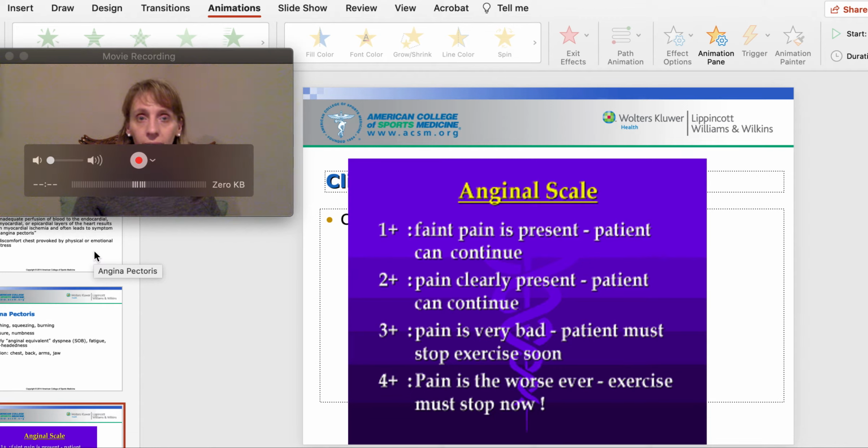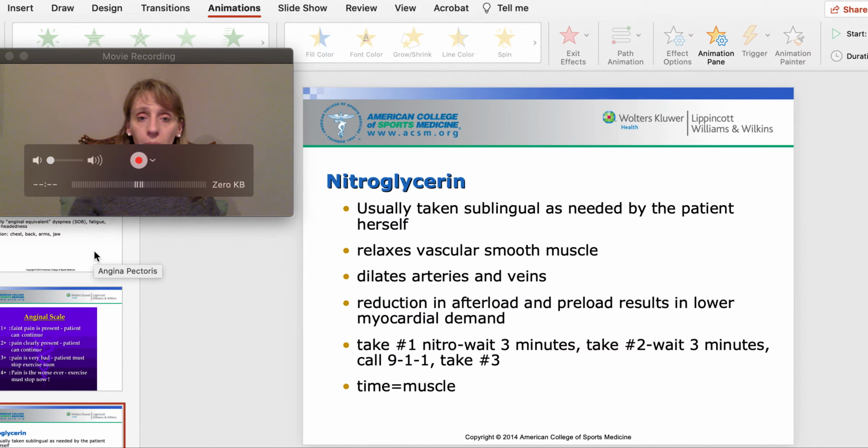On the wall in the lab, you see we always have an angina scale, 1 through 4. It's kind of like a pain scale, a 1 through 10 pain scale. 1 through 4, 1 being light, 4 being the worst ever. So when someone gets to 3, we have to stop exercising them. We know that while we're exercising. So we want to be aware of that.